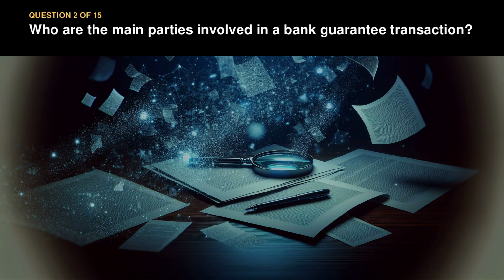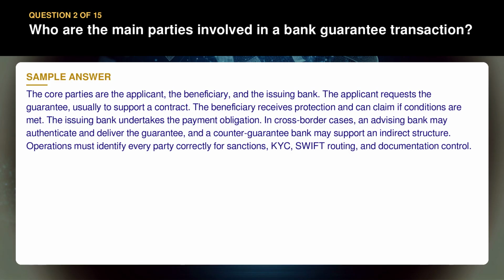Question 2. Who are the main parties involved in a bank guarantee transaction? The core parties are the applicant, the beneficiary, and the issuing bank. The applicant requests the guarantee, usually to support a contract. The beneficiary receives protection and can claim if conditions are met. The issuing bank undertakes the payment obligation.